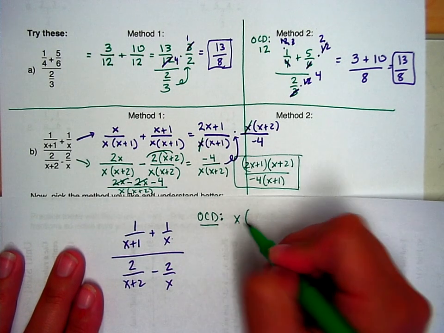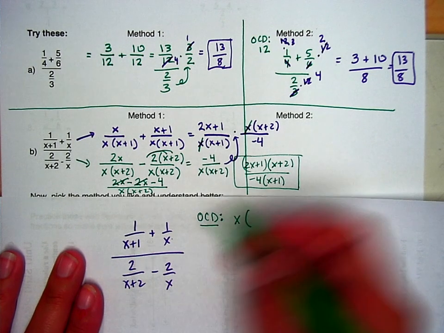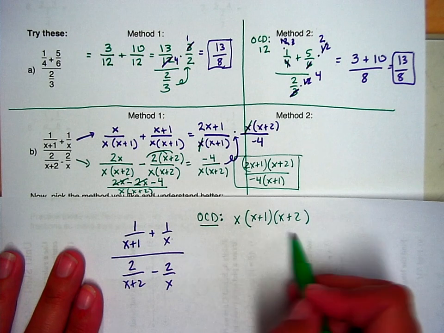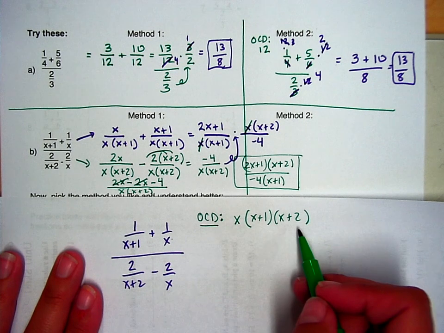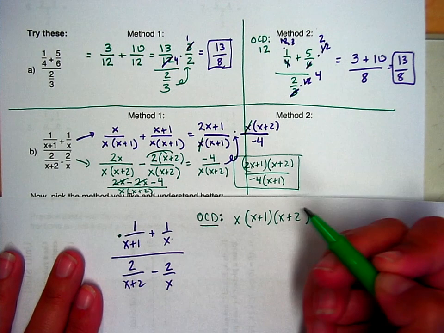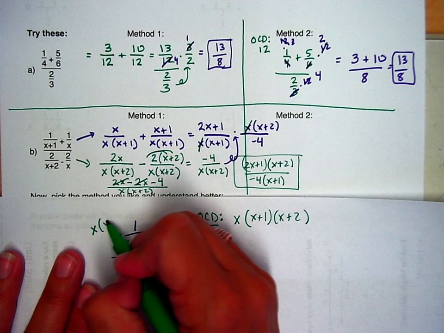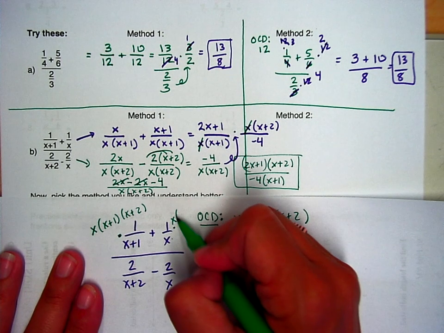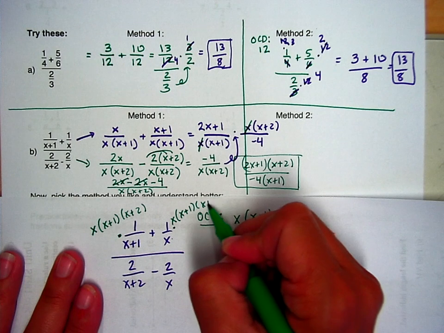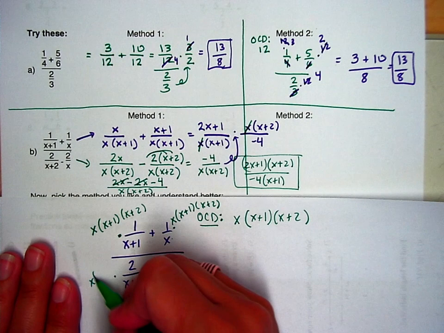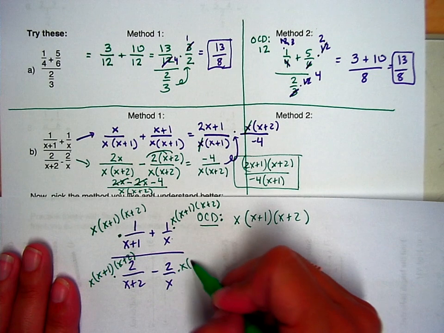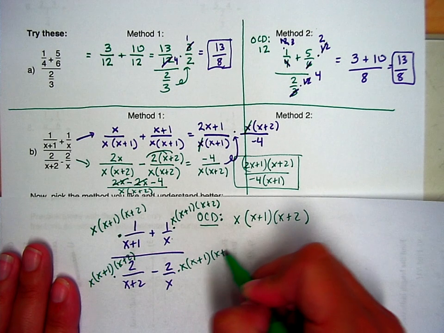Well, they definitely both have that x in common, but x plus 1 and x plus 2 are different, so I have to include both of them. Then I have to multiply each one by x plus 1, x plus 2, the whole thing. x plus 1, x plus 2, x plus 1, x plus 2, x plus 1, x plus 2.